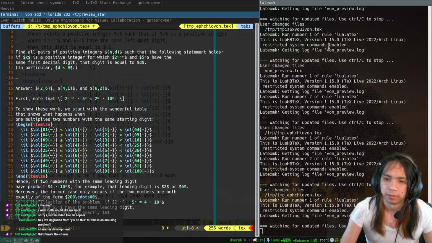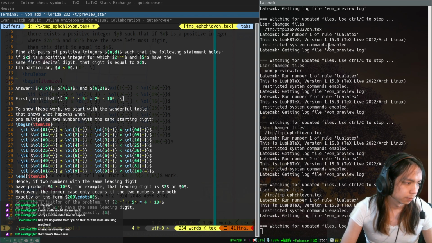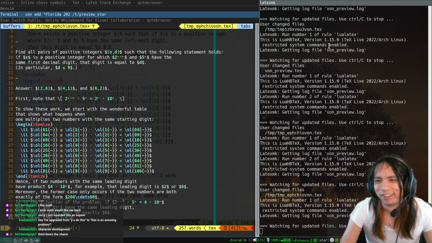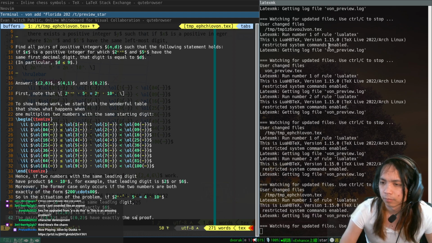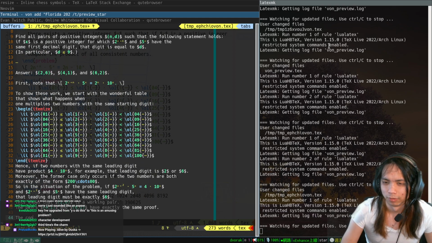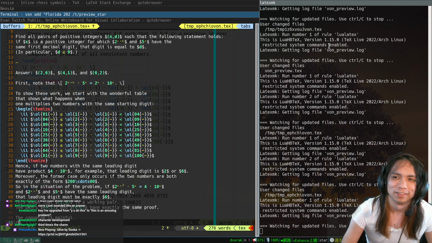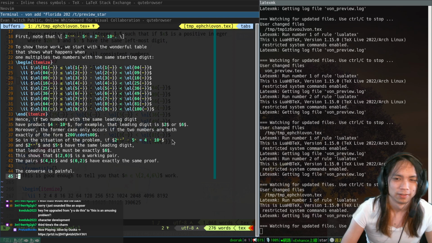In the same way, character development. There's 4, 16, 2, 8, the same way. The converse is painful. It relies on the following lemma.